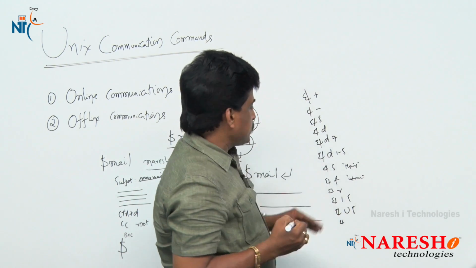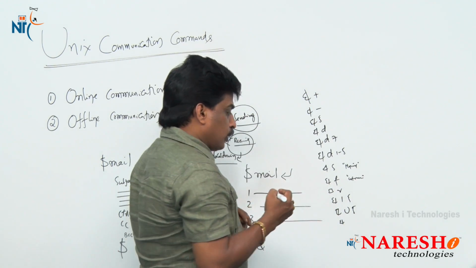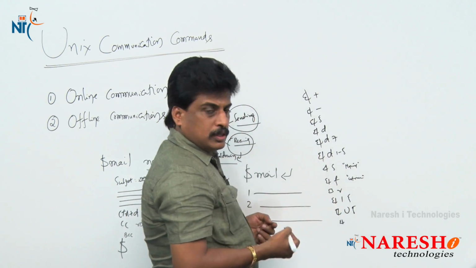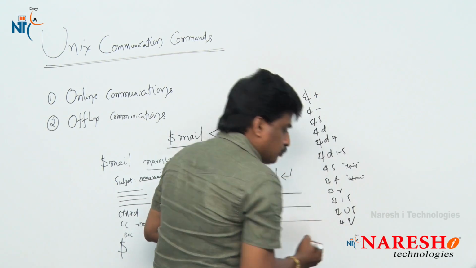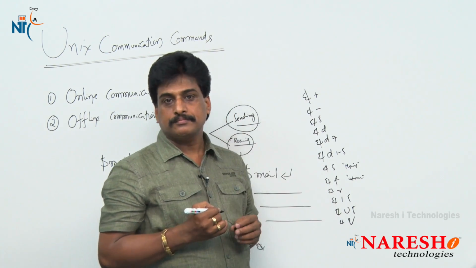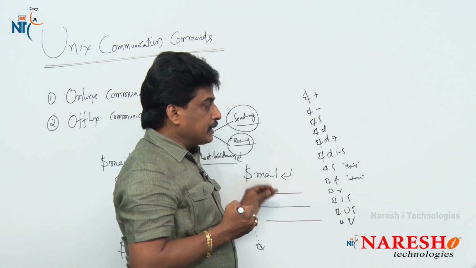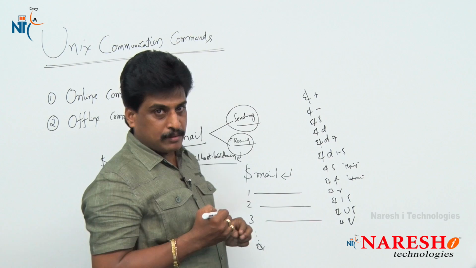So undelete. Next options we can also see: reply, undelete, forward, delete, like this many options are available. If you want to come out, P means printout, you can take. Q is nothing but exit from the inbox. So whatever mails you read from the primary inbox are redirected to the secondary inbox.